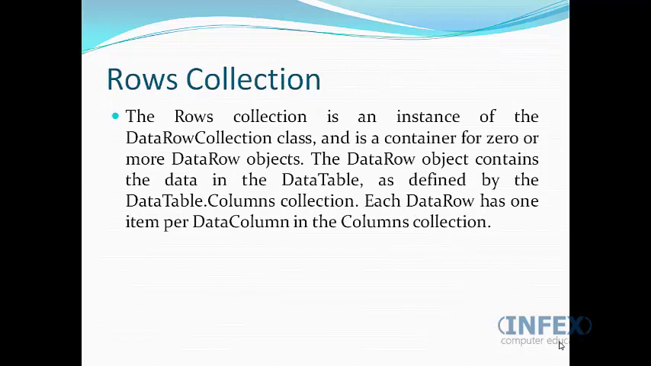The row collection is an instance of the data row collection class and is a container for 0 or more data row objects. The data row object contains the data in the data table as defined by the DataTable.Columns collection. Each data row has one item per data column in the column collection. So this is about the row collection.